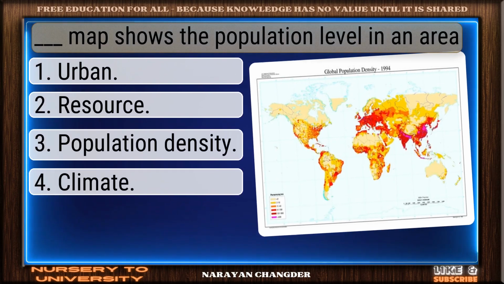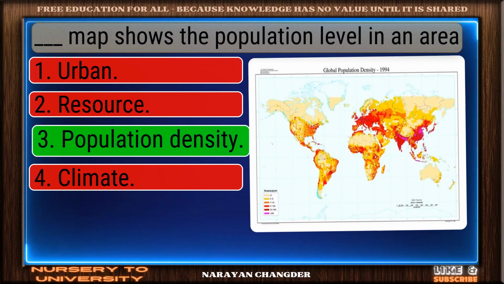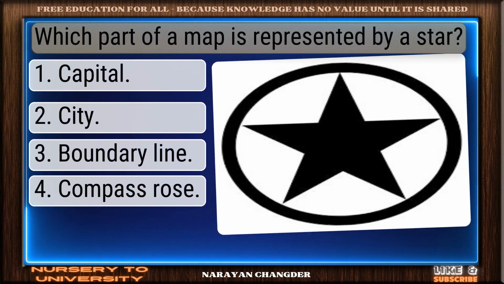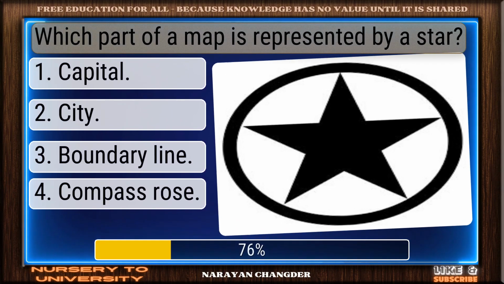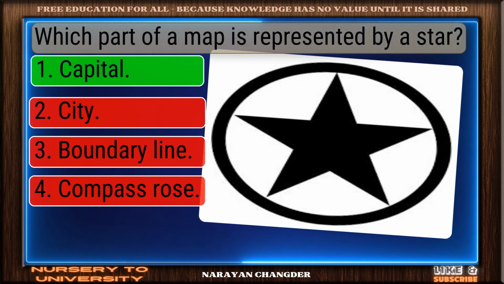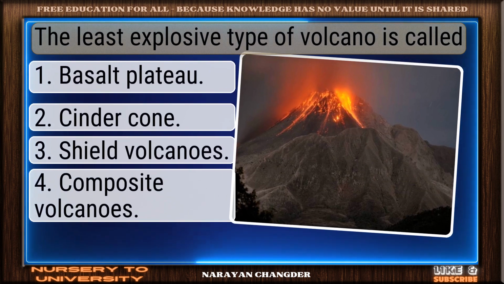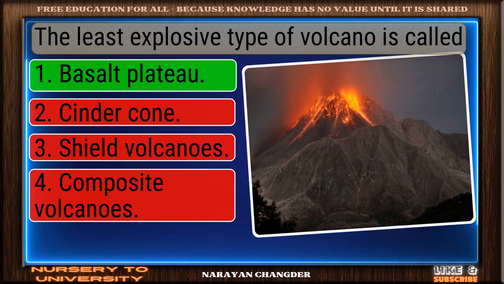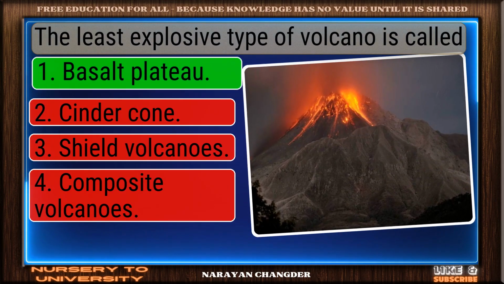Dash map shows the population level in an area. Nicely done. Population density is a solid answer. Which part of a map is represented by a star? You got it. Your choice capital is right. The least explosive type of volcano is called dash. Clear logic. Your choice basalt plateau is sound and 100% true.